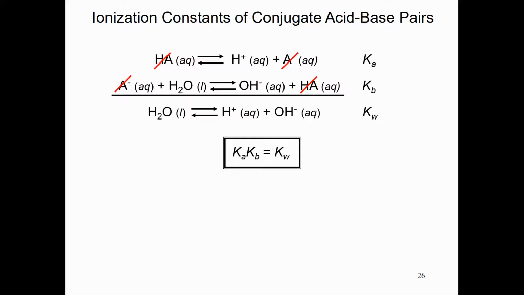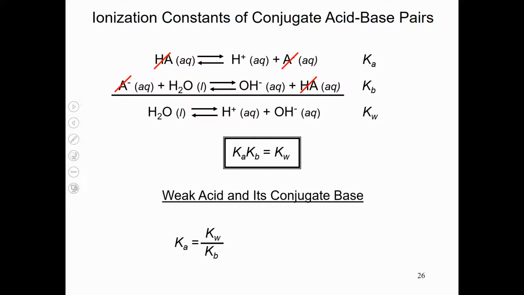So if I need to find a Ka, I simply put my Kw on top divided by my Kb, and it'll give me the Ka. Or if I need to find the Kb, I put my Kw on top divided by my Ka, and I'll find my Kb.